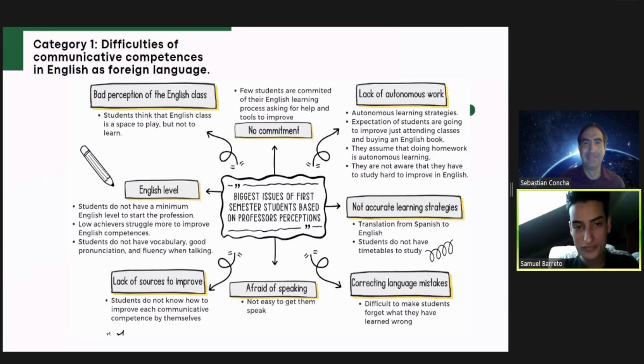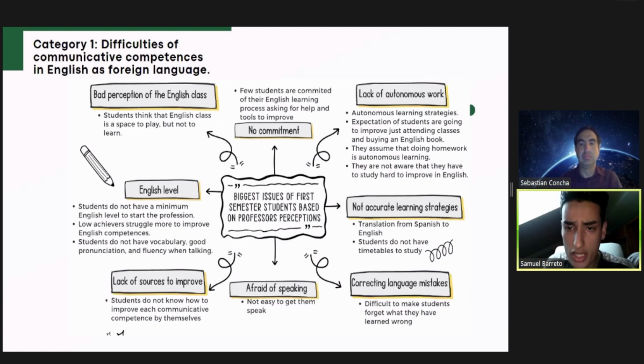Okay, thank you. As results, we first had to classify the categories. We built two categories. The first category is difficulties of communicative competences in English as a foreign language, in order to answer the research problem. In this first table, we have the biggest issues of first semester students, the population selected, based on professors' perceptions.